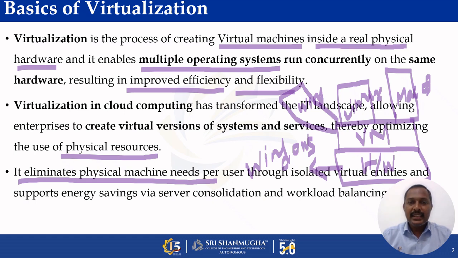So once again, virtualization is the process of creating virtual machines inside real physical hardware, and it enables multiple operating systems to run concurrently on the same hardware. Within the actual physical component, we are creating a virtual machine. With the help of the virtual machine, we can create multiple operating systems. These operating systems are sharing the hardware resources. Hardware resources include CPU, memory, storage, and I/O devices, everything.